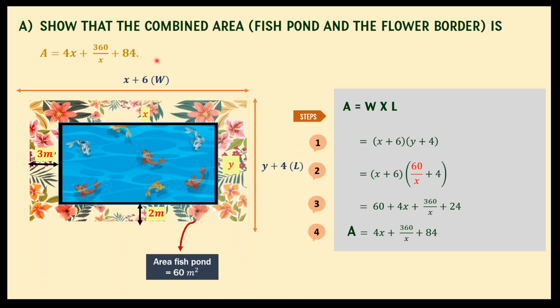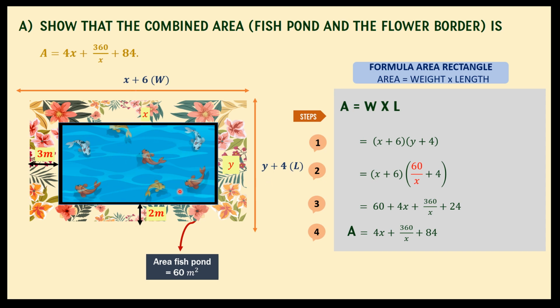Show that the combined area of fish pond and the flower border is area equal to 4x plus 360 over x plus 84. We know that the formula for the area of a rectangle is width times length. So the width of the flower border is x plus 6, because here is 3 meter and here is 3 meter, so 3 plus 3 is 6. And the length of the flower border is y plus 4, because here is 2 meter and here is 2 meter.